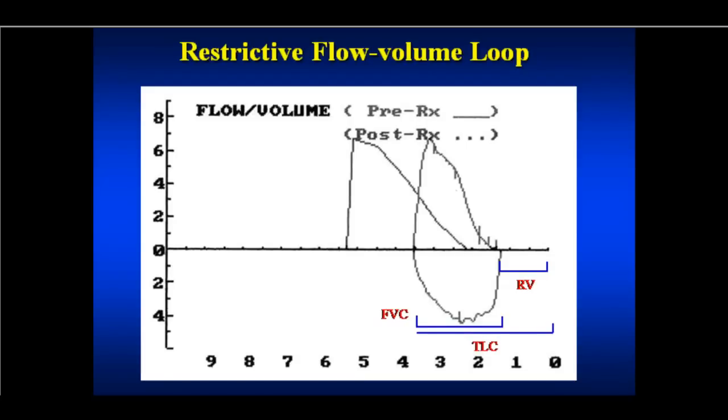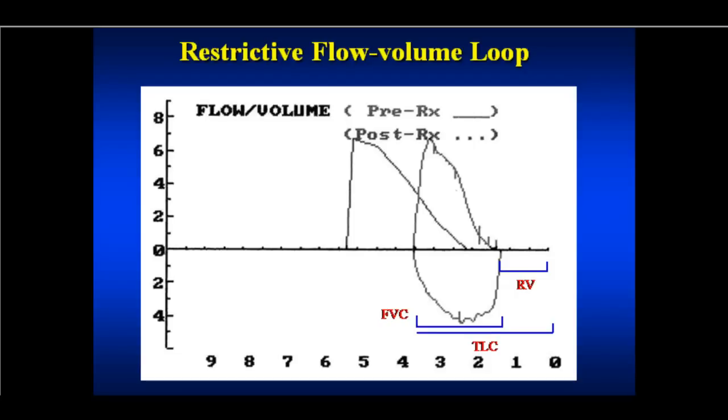Do the same thing as we did for the other two. Collapse down the spirogram into the y-axis. Here's a flow axis, and here's the volume axis. And the line here is predicting where she should be. And you can see that her loop is shifted to the right, opposite of the person with obstructive lung disease.